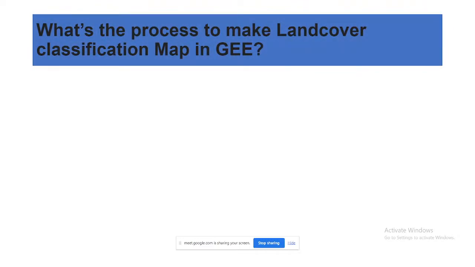First of all, when you want to make a land use land cover classification map in the Google Earth Engine platform, we have to follow some steps, and this process is the same whether you use Landsat images or Sentinel images. You can just follow the same process, and I hope you can easily make the land use land cover classification map in the Google Earth Engine platform.